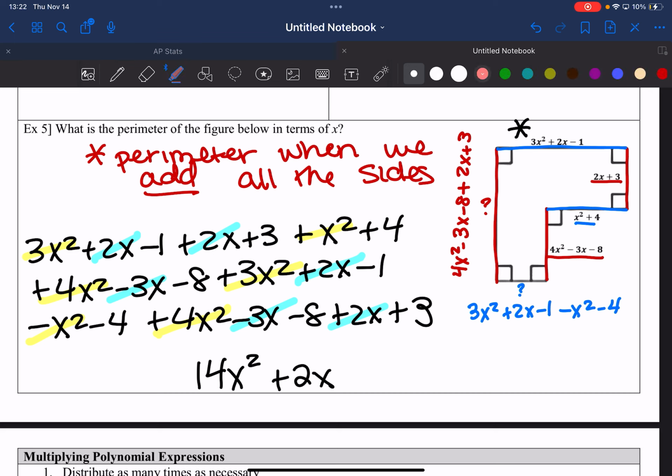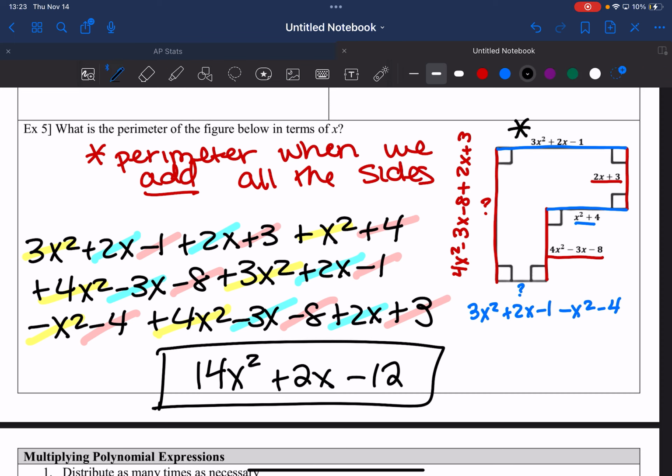And then lastly, I'm going to do the numbers. So negative 1 and 3 is 2. 2 plus 4 is 6. 6 minus 8 is negative 2. Negative 2 minus 1 is negative 3. Negative 3 minus 4 is negative 7. Negative 7 with negative 8 gives us negative 15 plus 3, that's negative 12. That's our answer.